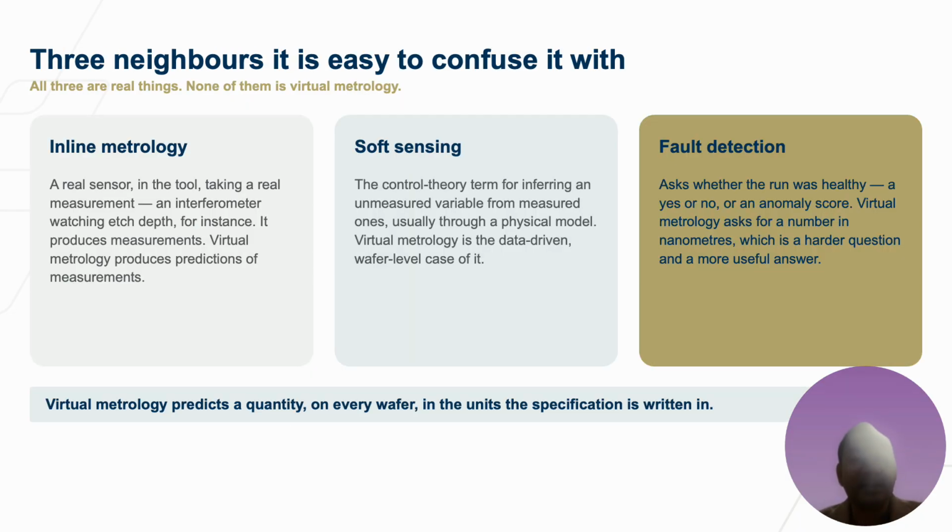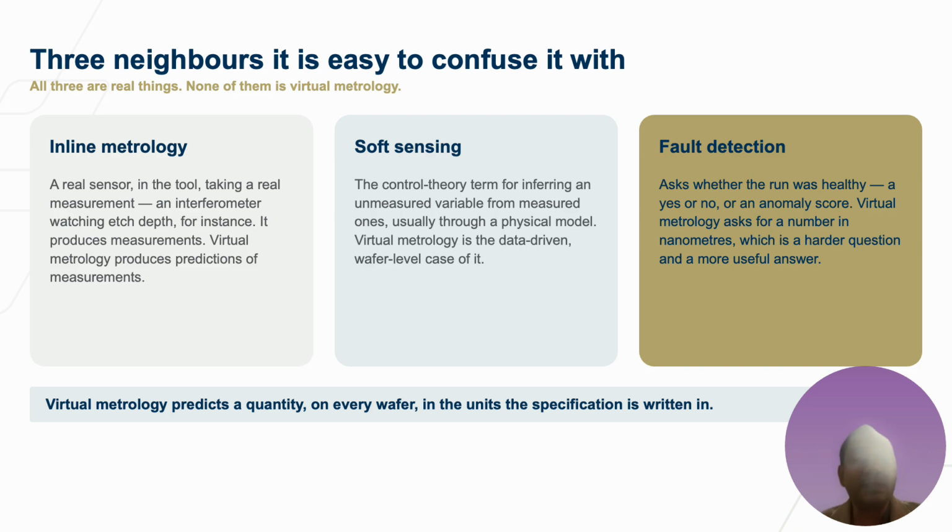3 things that live next door to virtual metrology. All 3 are real and useful. None of them is the same thing. The distinction matters when you read the literature. Inline metrology is a real sensor inside the tool making the real measurement. An interferometer watching etch depth in real time, for instance, produces measurements. Virtual metrology produces predictions of the measurement. If you can get inline metrology, take it, it beats a model.